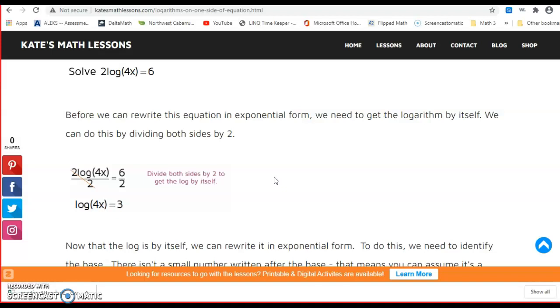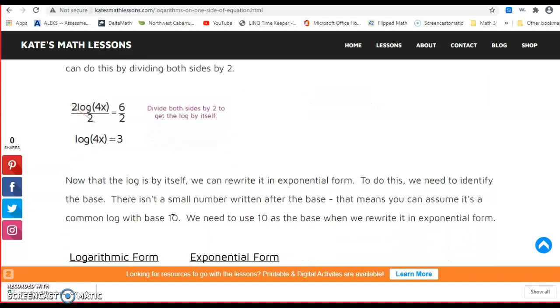So from here, I've got a log on one side. I can't simplify it, so I'm going to tippy tails. Wait, there's no base right there. What do I do? Hey, you know what? It's understood to be base 10. If there is no base, it's understood to be base 10.